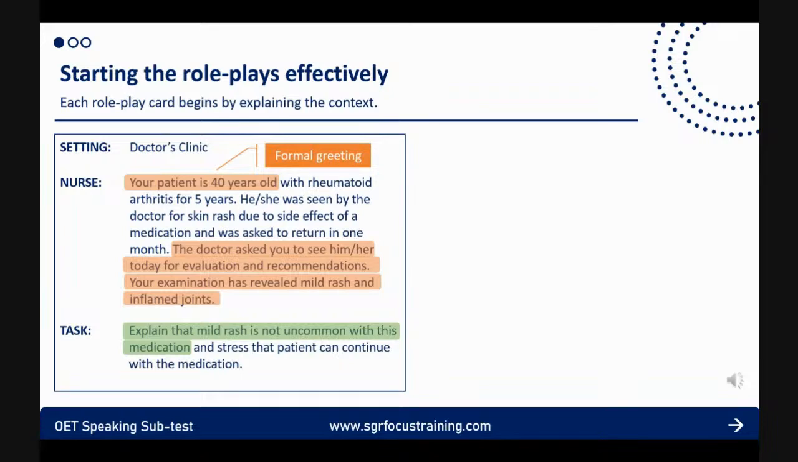So you're going to explain that, and then you're also expected to stress to the patient. Stress means tell the patient how important it is that they continue the medication. So the recommendation is continue, because normally if a patient is experiencing side effects, they might ask you to change the medication because they don't want to experience it. But because it's mild, you're not very worried, then your recommendation is to continue.